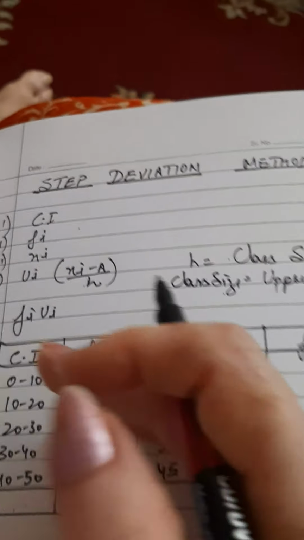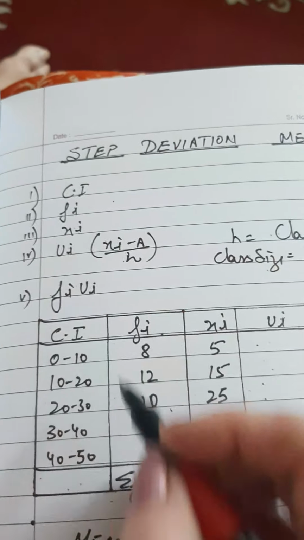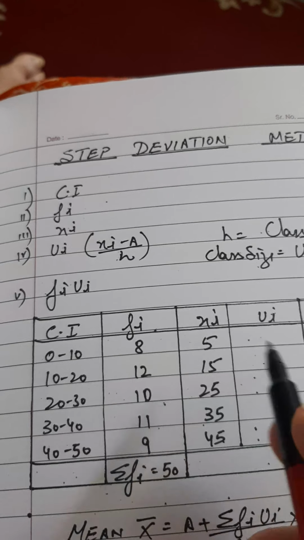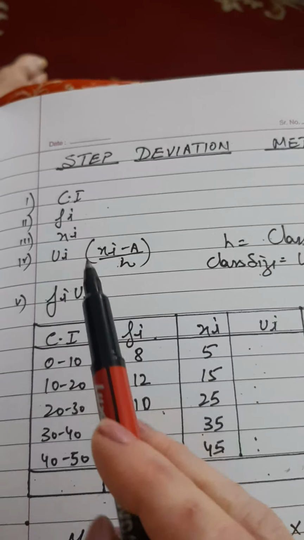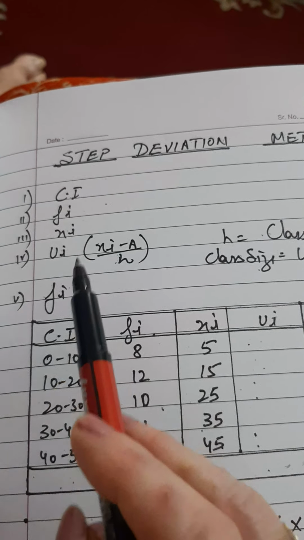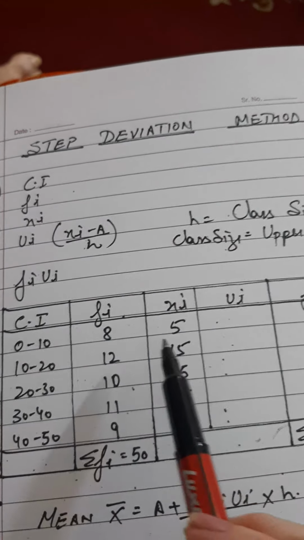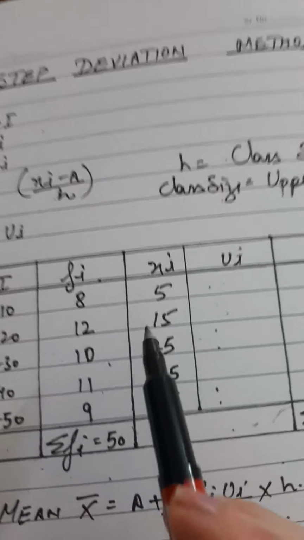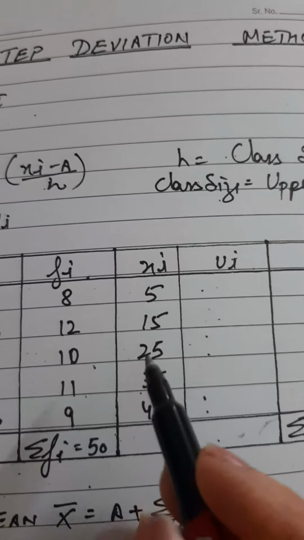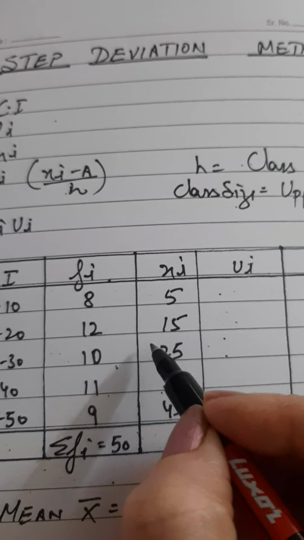Now we're going to start with the step deviation method. Again, we have to make the table, 5 columns to be made. 2 things are already given, class interval and frequency. 3 more we need to find out, which are xi, ui and fi ui. Xi you already know now, mid values. Again the same thing, any of the xi values to be assumed as a. So here again I'm going to assume 25 as a.